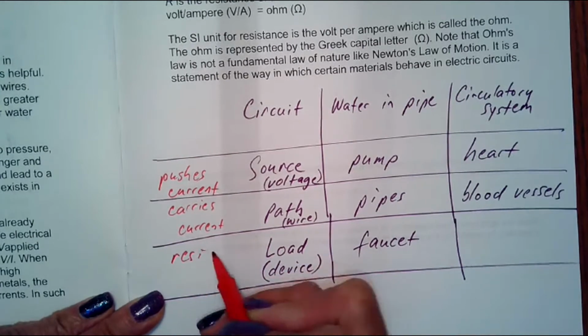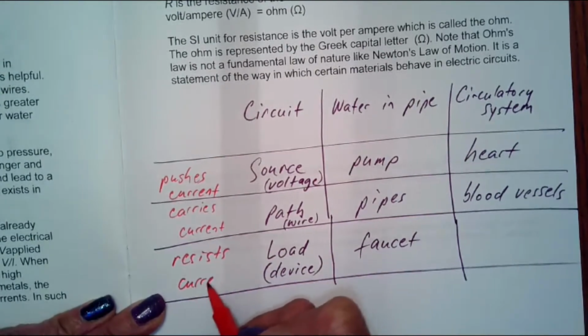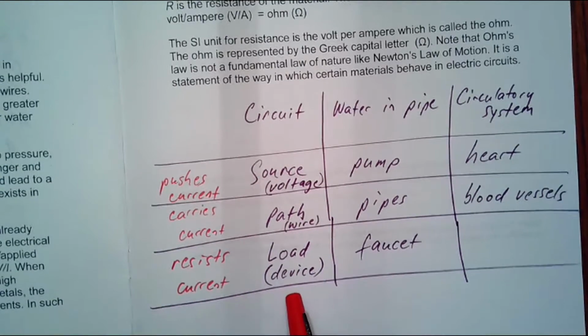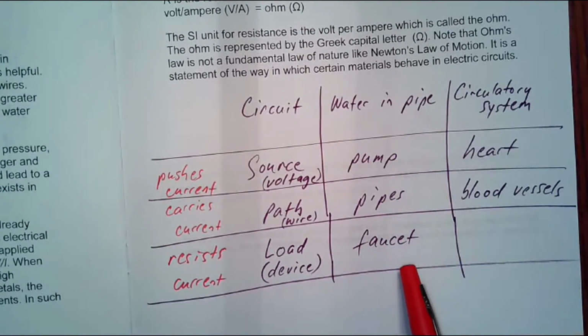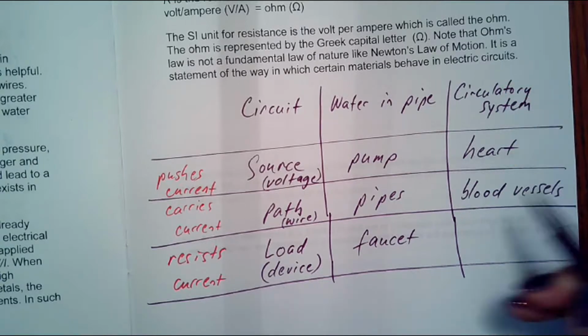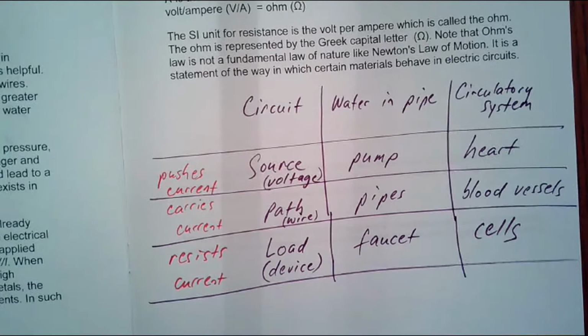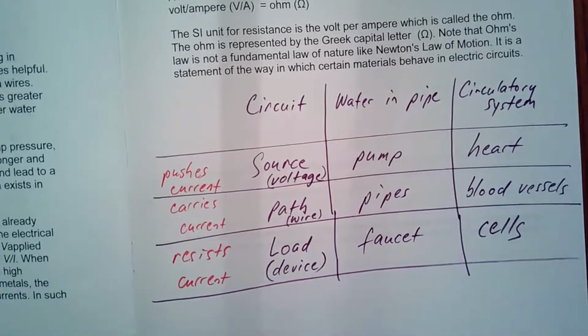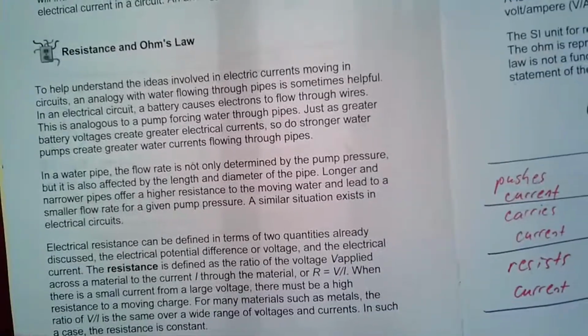And then, of course, the load is what resists the current. This is the device that actually slows down the flow of current, and that would be the device that you're trying to power up. This is the faucet that controls the water in the pipe. And in the circulatory system, it would be your cells that will be using that blood. So I'd like to use that analogy to compare the circuit with water running in a pipe and our circulatory system. So that is the big idea about the circuit.